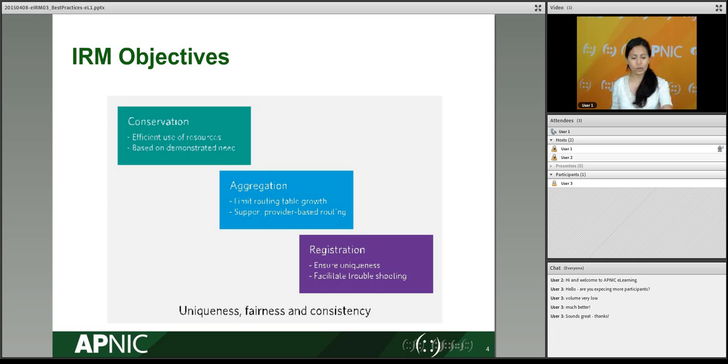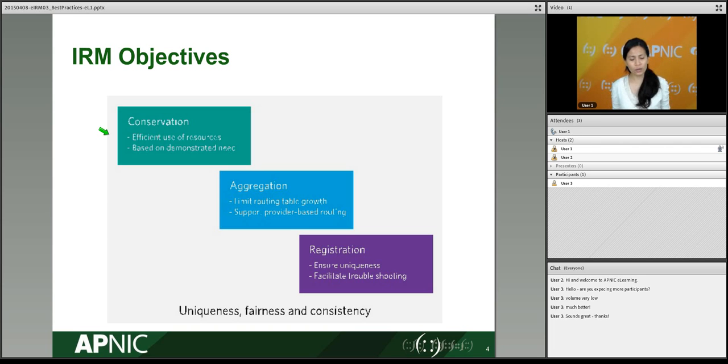And so we want to look at these different objectives and make sure that they are fulfilled when we're doing a request. The first one is conservation. And conservation pretty much says that it's about an efficient use of resources. So when you come to request for a particular resource, it's only based on what you need. It's based on a demonstrated need, which means that you will have to be able to justify or show that you actually need an IP resource before you can get them.